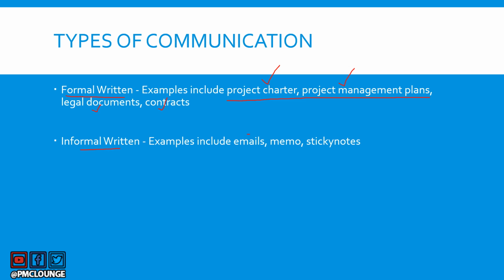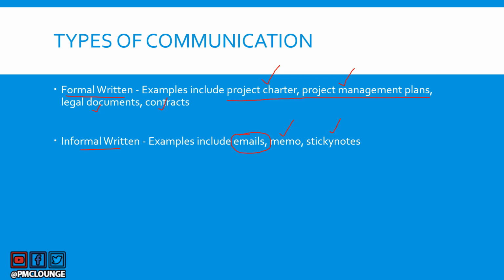Informal written, the examples include emails, memo, sticky notes. Now, how many of you communicate with your spouses by sticking a sticky note on the refrigerator? Let me know in the comments. If you think it's too personal, it's okay. You can keep it with you. But this is an informal written type of communication.